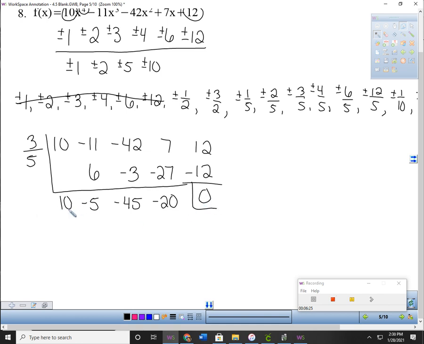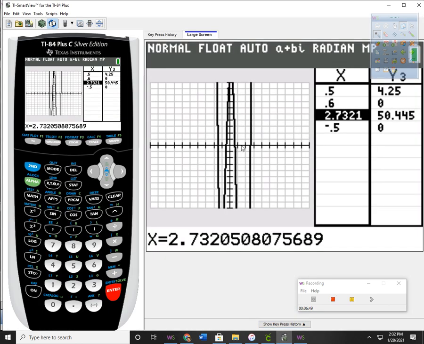Now I've dropped down to 10x to the third minus 5x squared minus 45x minus 20. I could try to factor by grouping, but I will tell you that it's not going to work. Sometimes it does, sometimes it doesn't. In this case, it doesn't. If you wanted to try it on a problem and see if it works, you could. Or you could try to find another spot where it crosses.